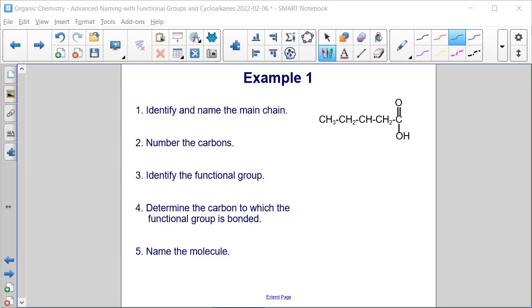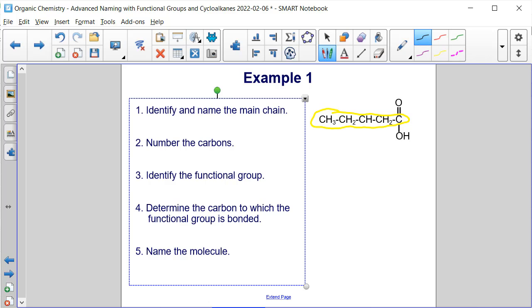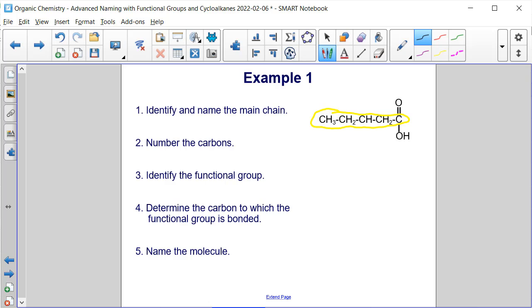All right, so here's example 1. Identify and name the main chain. So I think we can see our main chain right here with this C double bond O, COH at the end. So we just count: we have 1, 2, 3, 4, 5 carbons. So we'll call this pentane. That is our main chain, a pentane chain.